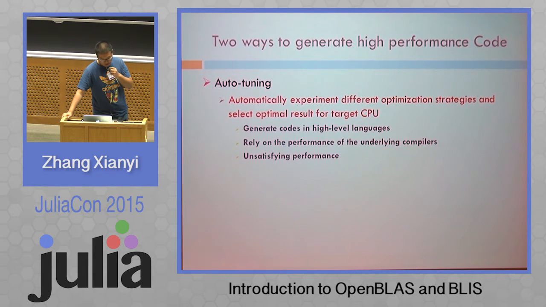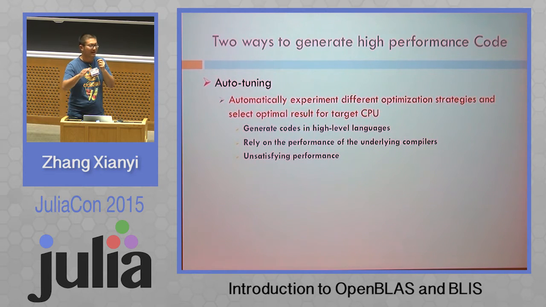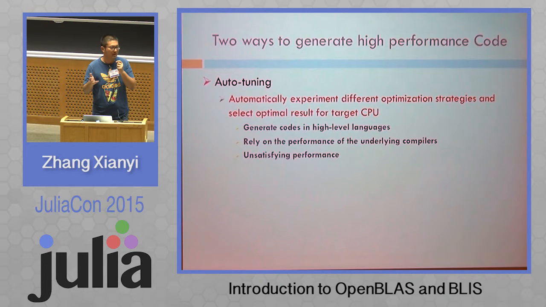The other method is auto-tuning. It automatically generates code in a high-level language, for example, C, tries different optimization strategies, and selects the optimal results for the target CPU. The problem with this auto-tuning method is that the performance relies on the underlying compiler, for example, GCC or ICC. However, a general compiler like GCC has no knowledge about the algorithm, so the compiler cannot generate efficient code for your kernel. Usually there is a performance gap between auto-tuning and hand-written assembly code.